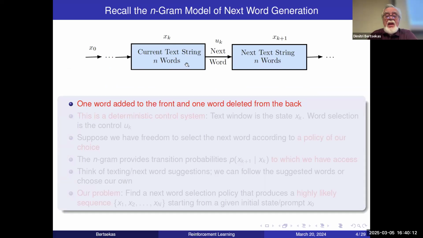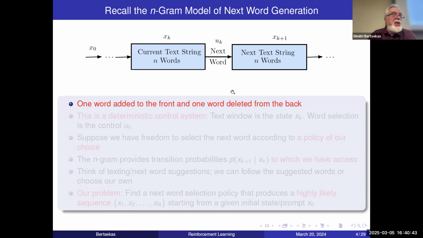And then we apply a certain control, which is the next word that's going to be added to the front of the current window, and the last word of the current window is going to be dropped out. And in this way, you obtain the next window. So this window differs from this one in the first word, which is the choice that we make here, and the last word, which has been eliminated.